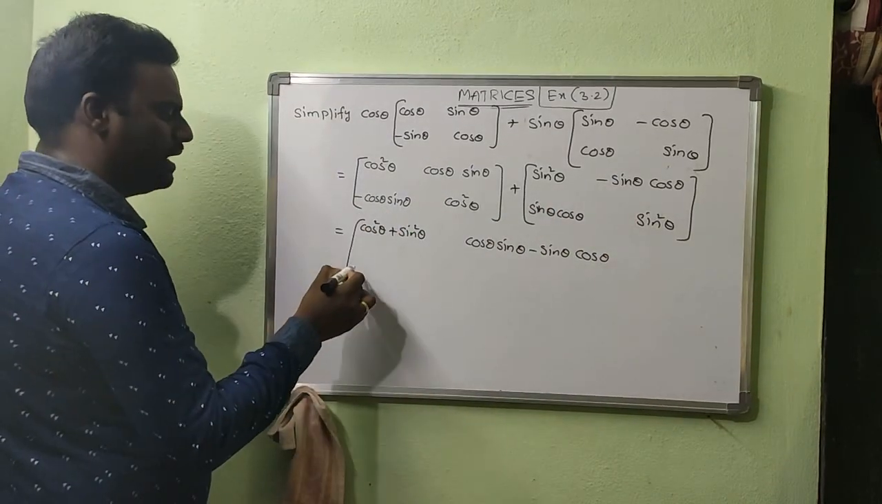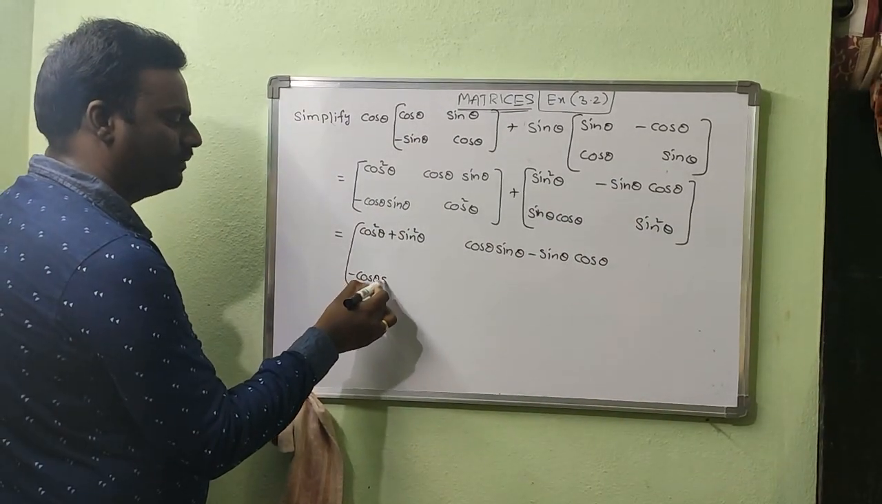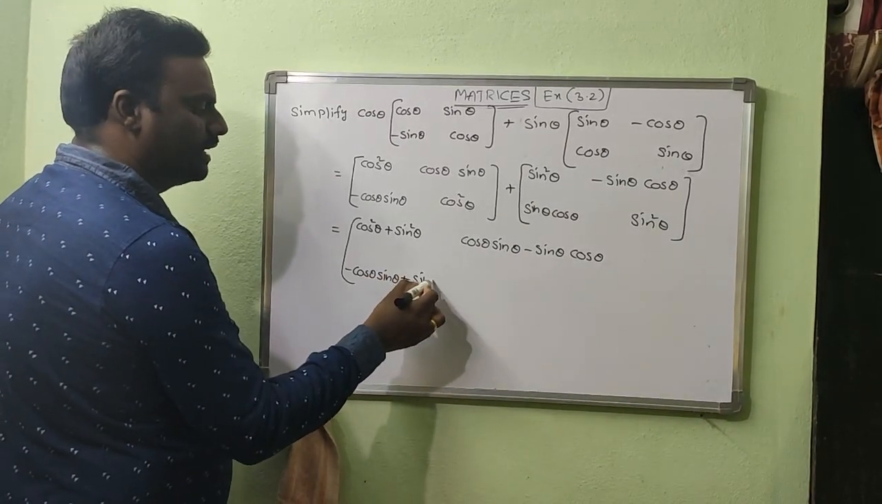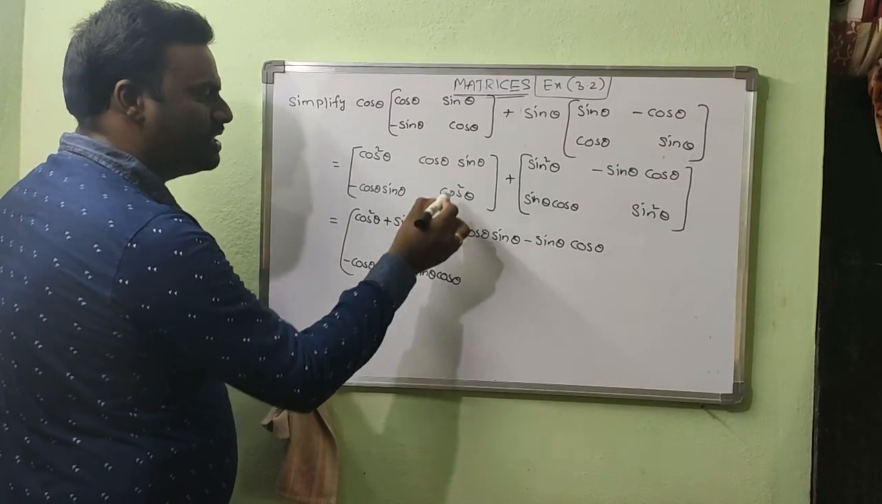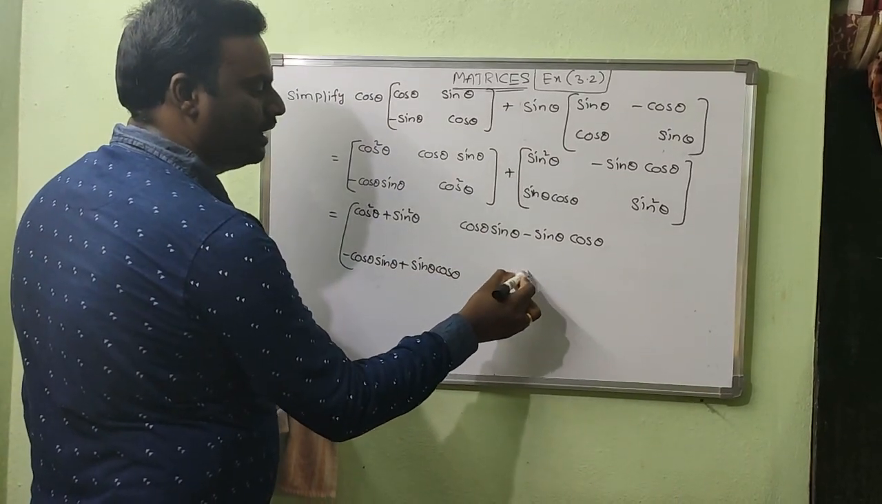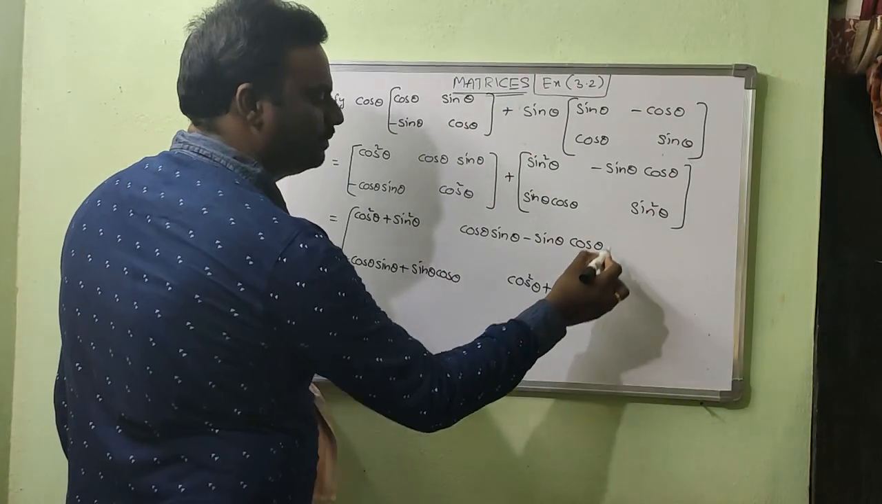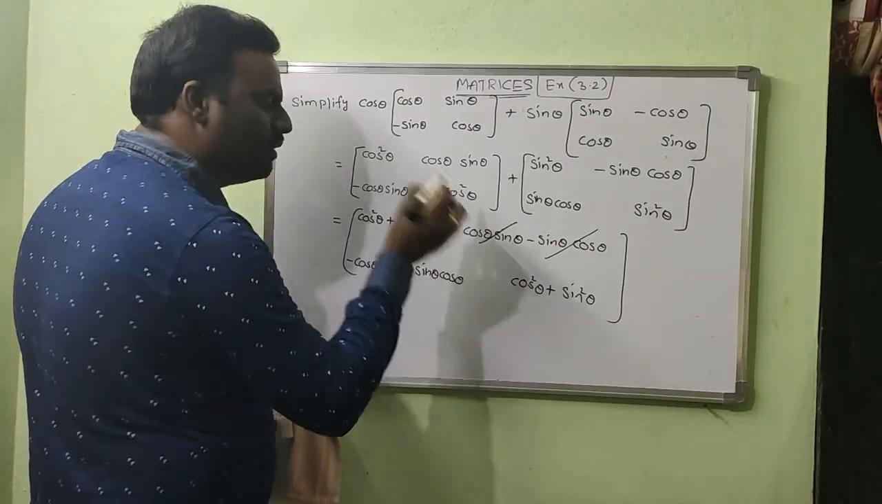What is the third element here? Minus cos theta sin theta. Plus, here the third element is sin theta cos theta. What is the fourth element here? Cos square theta. What is the fourth element here? Sin square theta. Now this value gets cancelled.